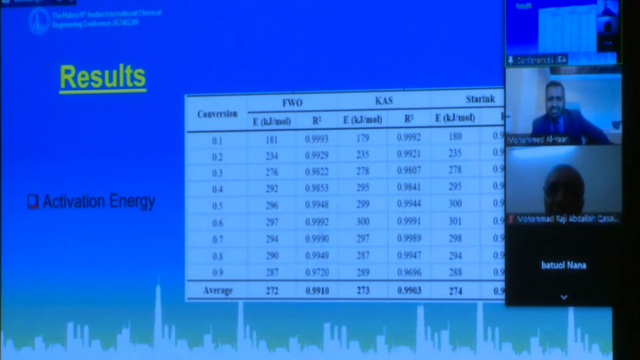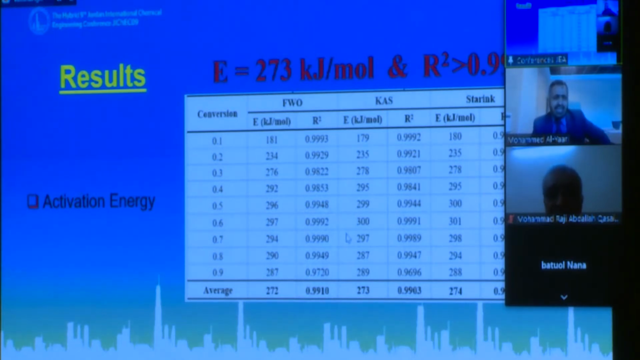If you look at the results, all the models give us almost the same value of activation energy, and this is good. It shows that the experimental data were okay, and the analysis was okay as well, and the regression coefficient is more than 99%, as you can see in this table.